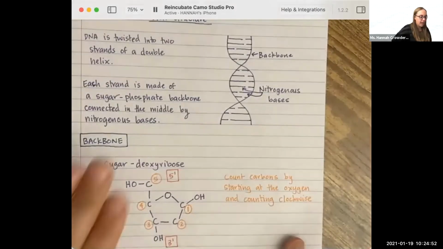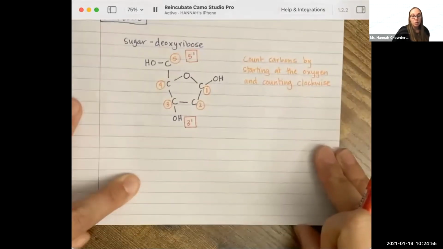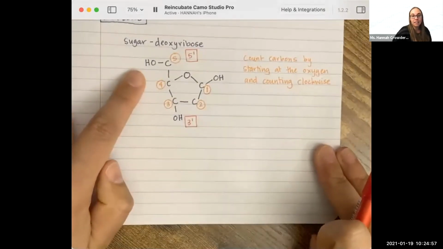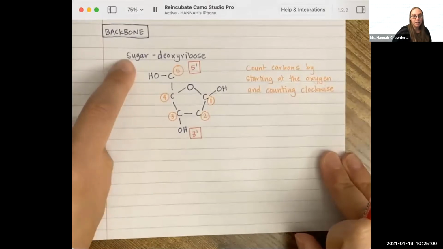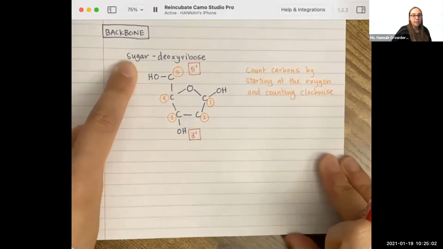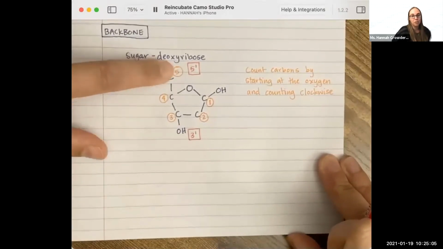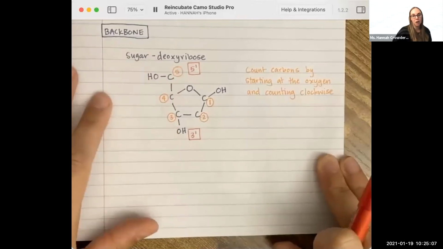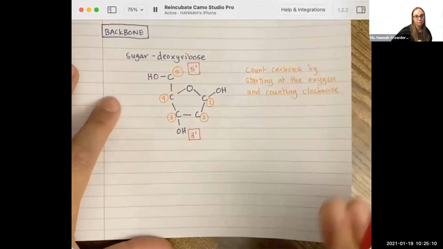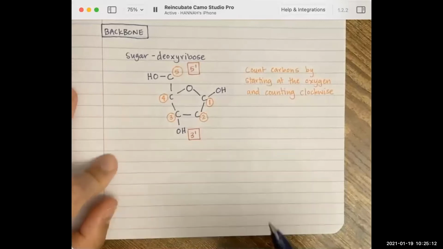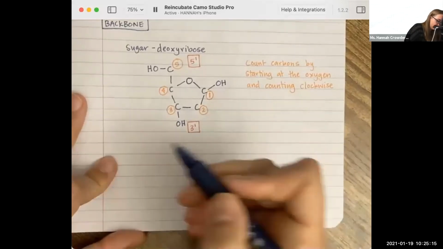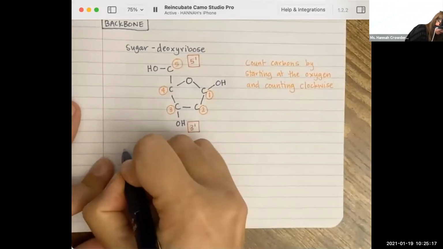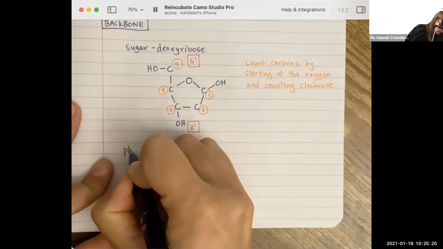The reason I'm doing that is because when we have our phosphates that we're going to add here, because the backbone is made up of alternating sugars and phosphates, the phosphates are going to connect to the 5 and the 3 carbons. Okay, that makes a lot more sense. Thank you. So let's add that now, because that's actually the very next thing. So part of the backbone is the phosphate.